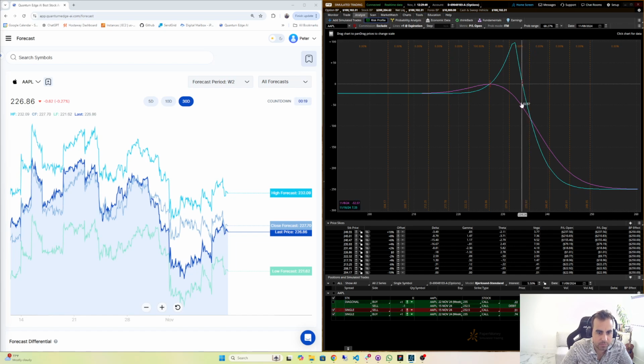So say for example, price does exceed 234. It exceeds this location where the high forecast is. We can get out at a relatively, you know, small loss. But the objective is for price to oscillate in this area in here.